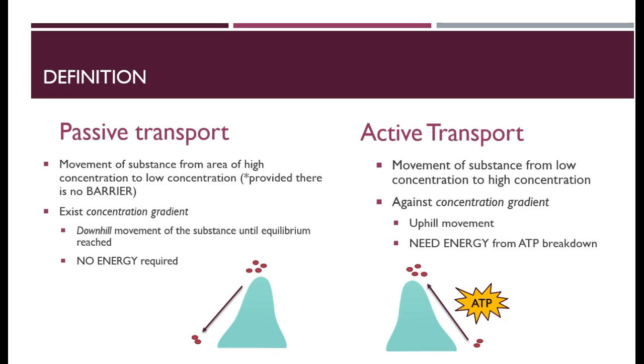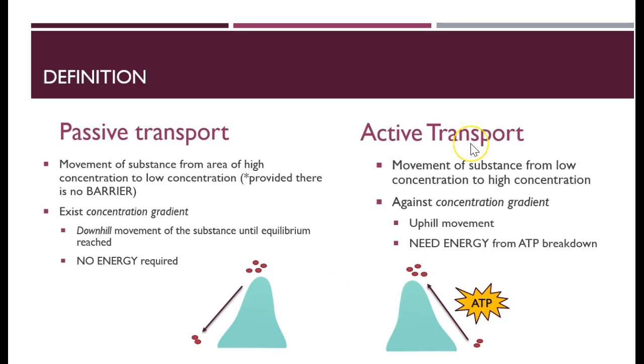Diffusion is a process of transportation across the plasma membrane. It can be divided into active and passive transport. Passive transport is a movement of substance from the area of high concentration to the lower concentration, provided there is no barrier. There is some existence of concentration gradient. The downhill movement of the substance will occur until the equilibrium is reached, and there is no energy required.